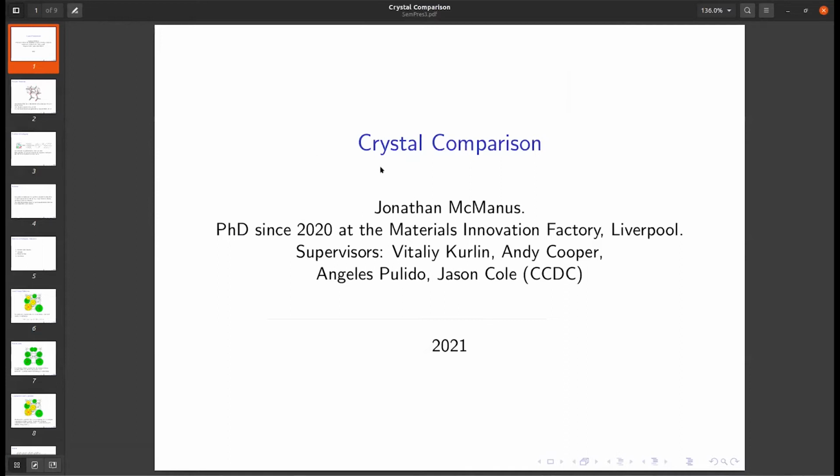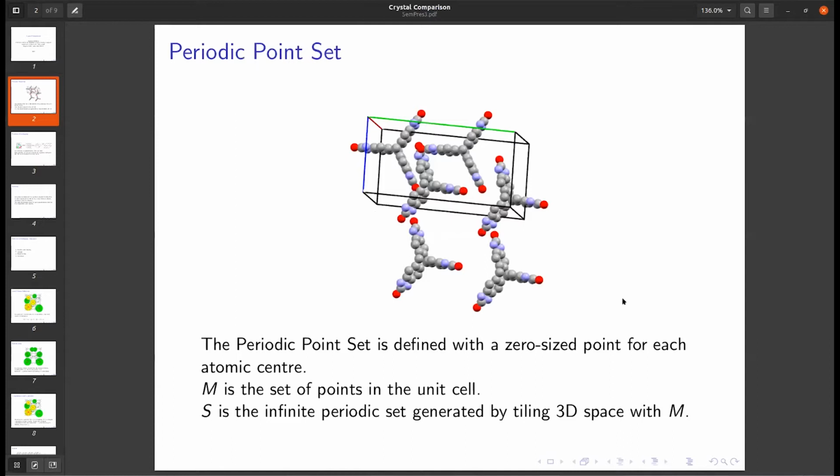I'm going to talk about, very generically, comparing different crystals. So this is more about geometric invariants of crystals more specifically. A couple of prerequisite definitions.